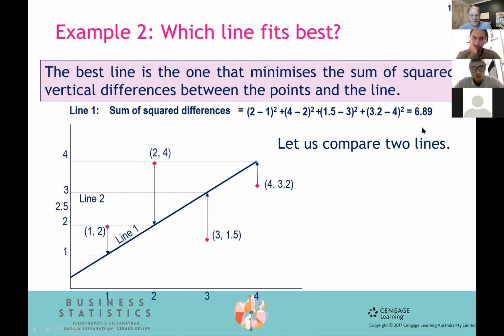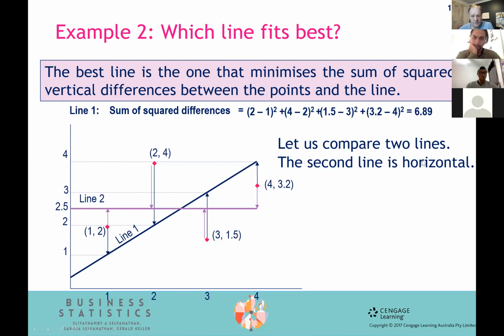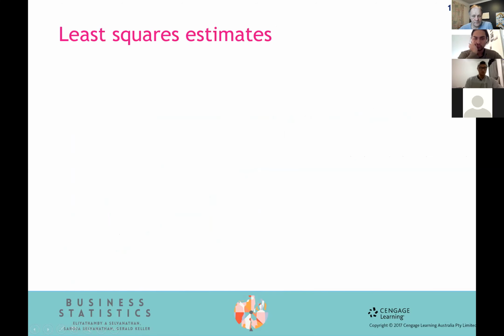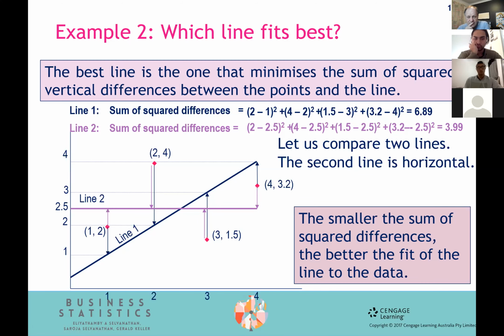Now, if we add any other line, say we add this line, which is a horizontal line. Can you see it? And we repeat those same calculations. You can see that this one is smaller. The smaller the sum of squared differences, the better the fit of the line to the data. Now, I'm a bit confused. This can't be correct. This number can't be correct.